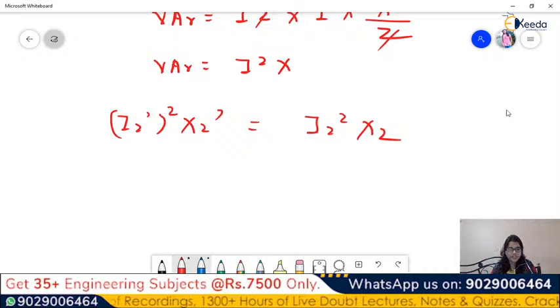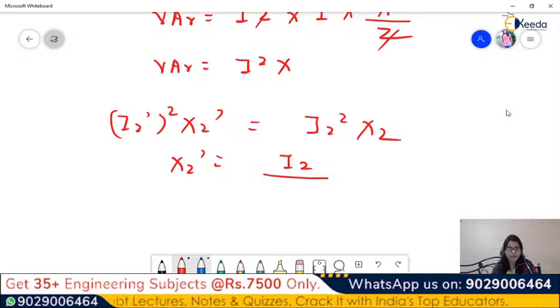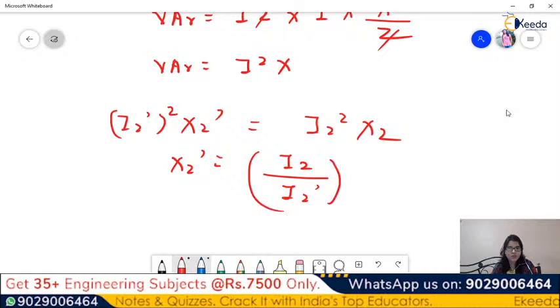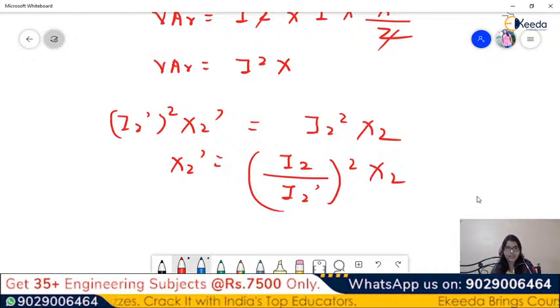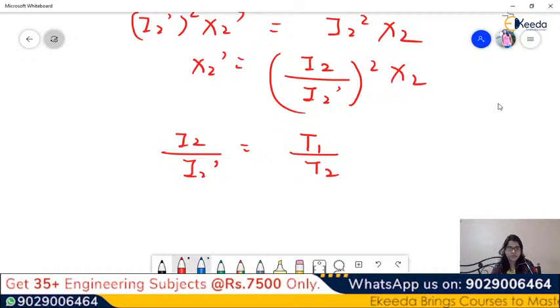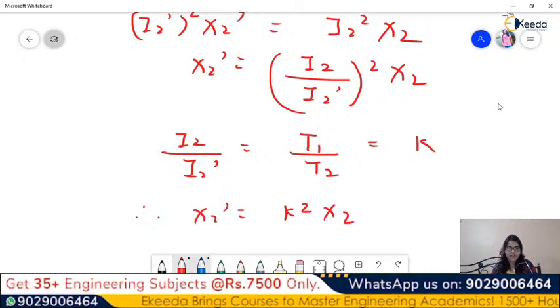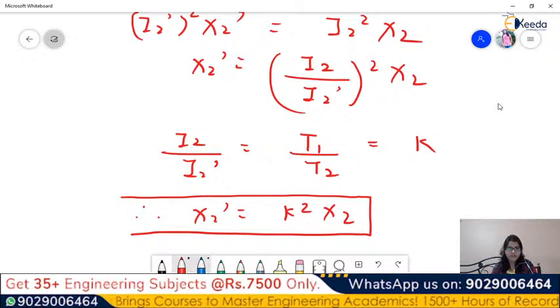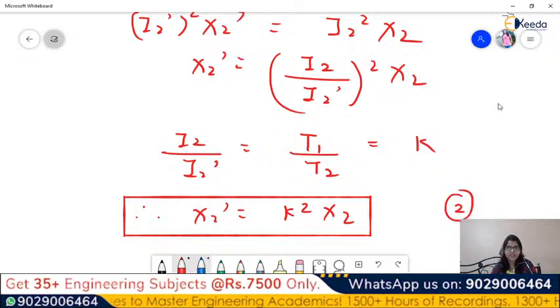Now after this, I will take this I2 dash square on this side of the equation. So what will I get? X2 dash is equal to I2 divided by I2 dash whole square multiplied by X2. Again, what is I2 divided by I2 dash? That is nothing but my turns ratio. So I2 divided by I2 dash is equal to T1 divided by T2. That is nothing but your K, right? So what will I get? Therefore, X2 dash is equal to K square into X2. Understood? Let this be equation number 2.